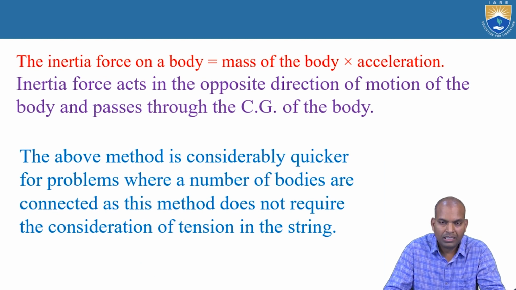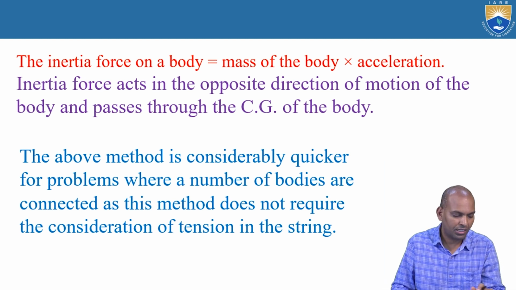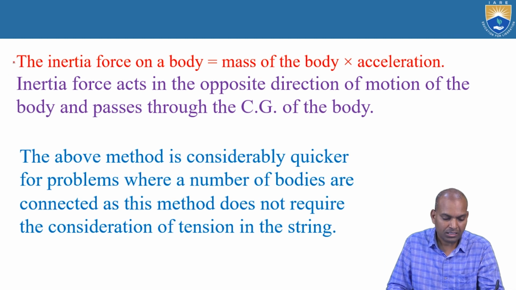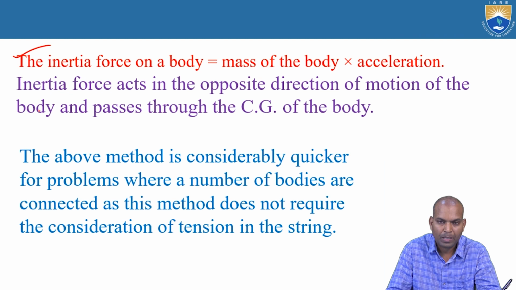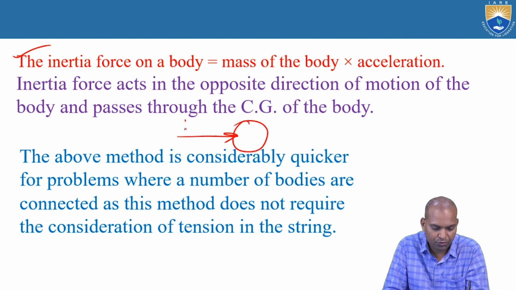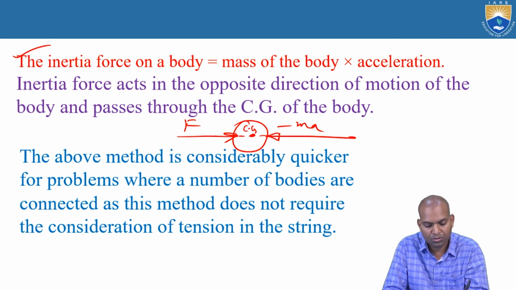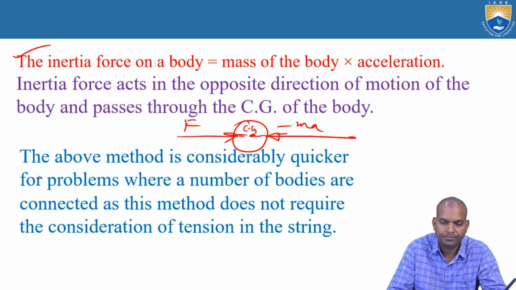Now, the inertia force on the body equals the mass of the body times acceleration. This inertia force acts in the opposite direction to the external force, passing through the CG of the body. That's what we mentioned here. The force F is passing through the CG, and the inertia force acts in the opposite direction, but it is also passing through the CG. That's why they are collinear. Then only the body will be in equilibrium.